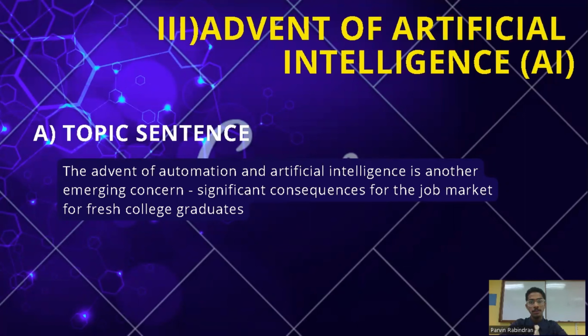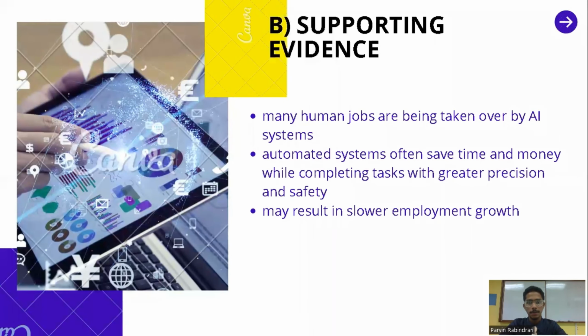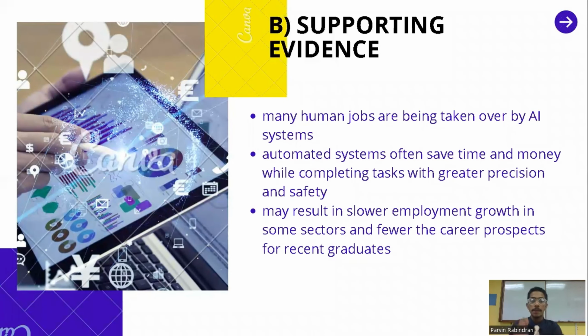So according to Frankenfield, the term artificial intelligence (AI) is commonly used to describe the ability of computers to act and think in ways that are similar to those of humans through the use of complex programming. Now, moving on to my supporting evidence. So, based on my research, it is said that many human jobs are being taken over by AI systems, which could lead to a decrease in employment opportunities for recent college graduates.